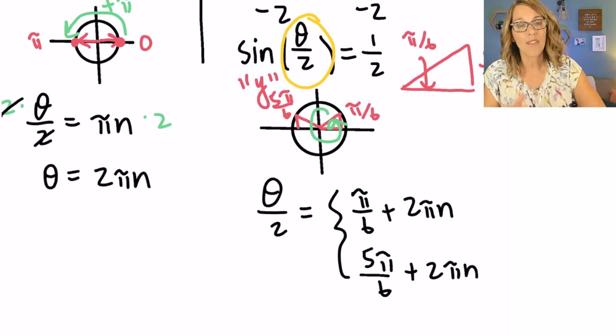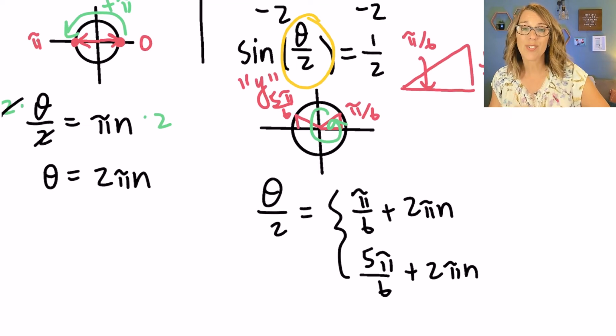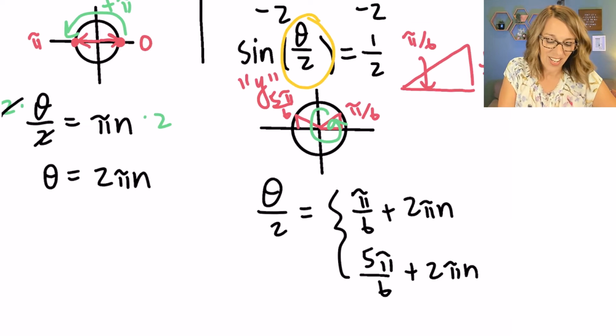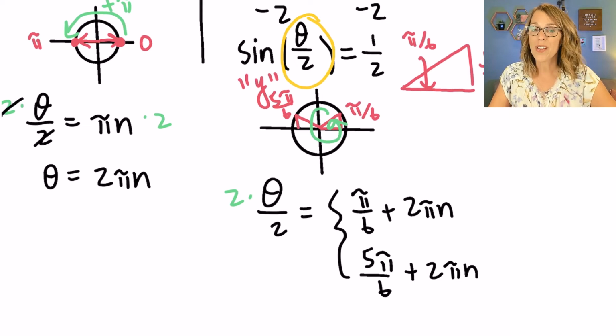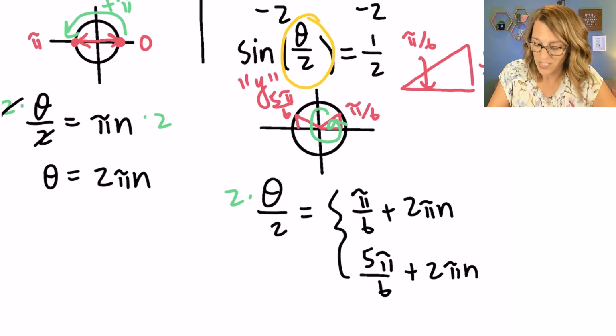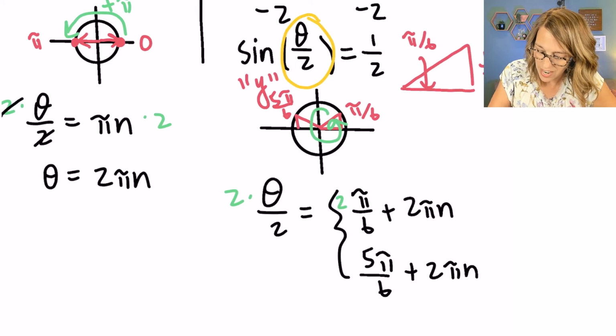But I'm not solving for theta divided by 2. I want theta. So I'm going to go through and multiply the left side by 2 and the right side, both of the forms of our solution, by 2. So I'm just going to sneak a times 2 in here for both parts of our solution.